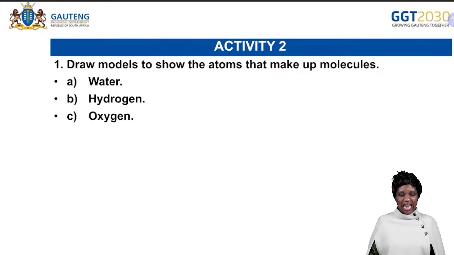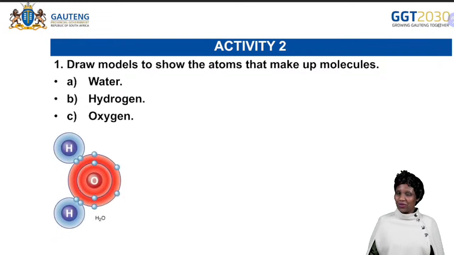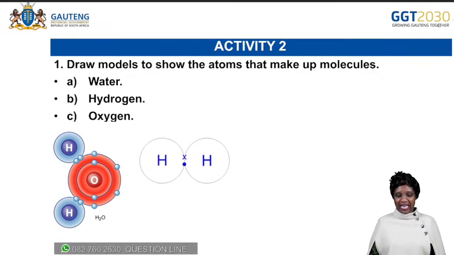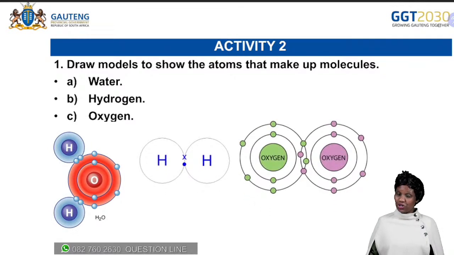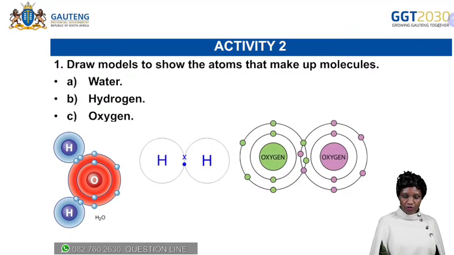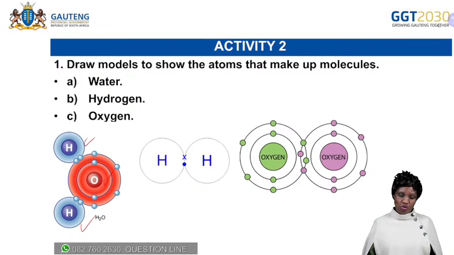Good, grade 8, you have managed to draw the models to show the atoms that make up these molecules. That's very good. Let's check the first one, that is water. Then the second one is hydrogen, then oxygen. Did you manage to draw them? When we are looking at the water molecule, we've got the model here. We've got the hydrogen atoms there, and then we've got the oxygen. This is H2O.